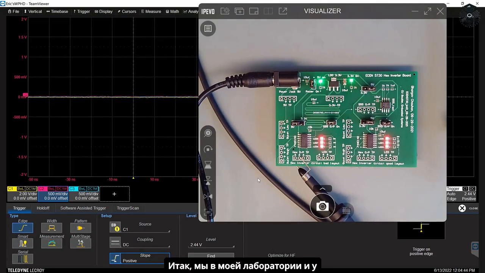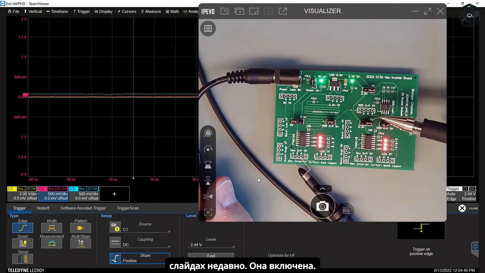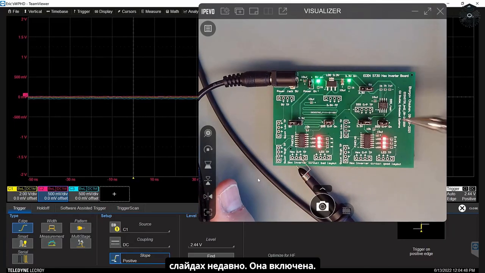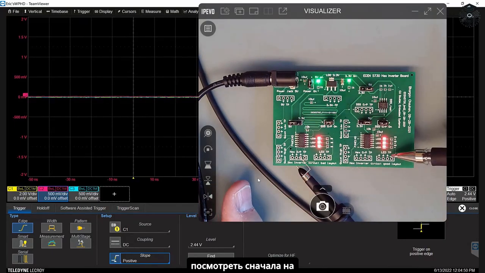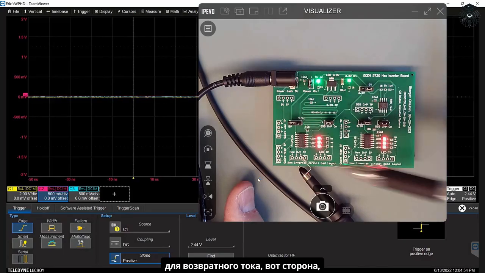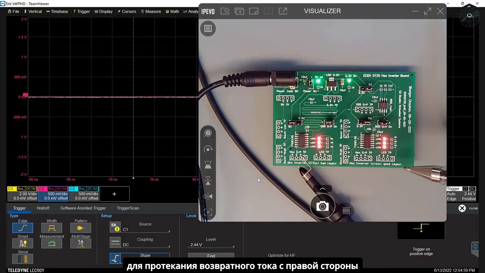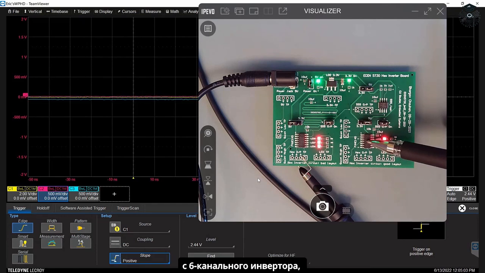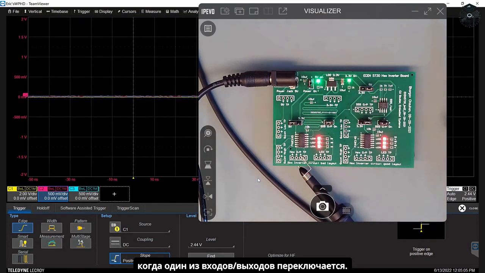Okay, we're in my lab, and I've got the same board I showed in the slides over here. Get it powered on. You can see it's working. We're going to look first at the 2 sides. Here's the side that has no return plane. Here's the side that has the return plane on the right-hand side. And we're going to look at the signal coming off of the hex inverter when one of the IOs switches.